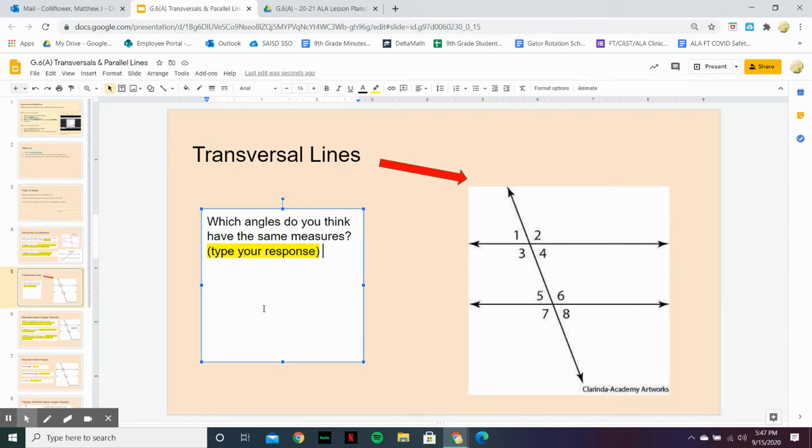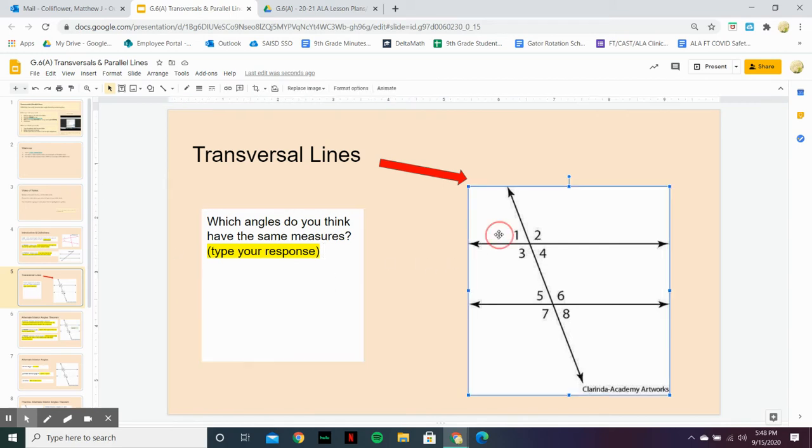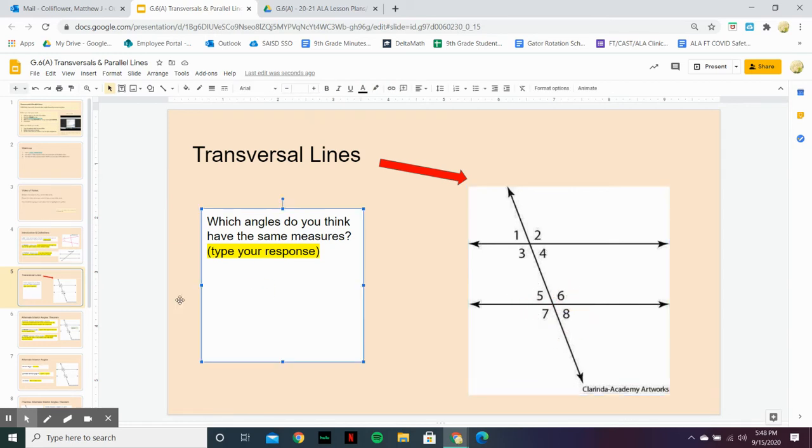And you could say something like, I think angles 1, 6, and 7 are equal. And I think angles 2 and 3 are equal, something like that. But just take a guess. Which angles do you think are equal in this photo? And type your response here.